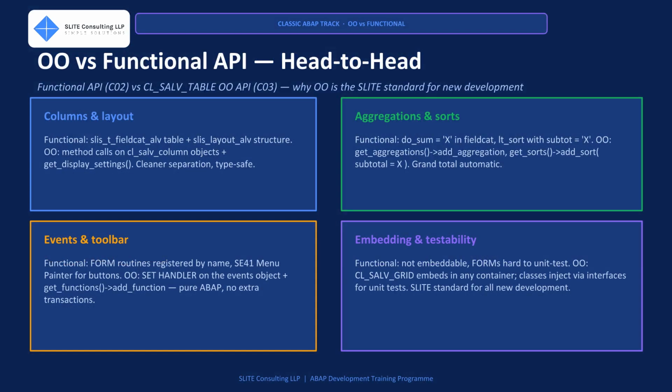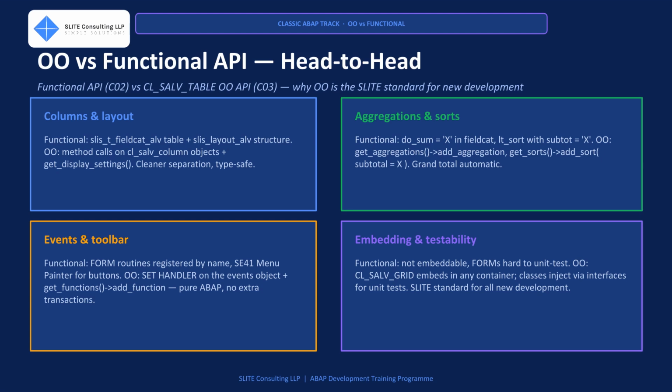The comparison summarizes the key differences. Every aspect of the OO API is cleaner: columns via object methods instead of a flat table, events via set_handler instead of string-named forms, custom buttons in pure ABAP instead of SE41, refresh via a method call instead of setting a field in a callback parameter. The OO API also supports embedded ALV, which the functional API cannot do. And it is more testable because classes can be injected via interfaces.